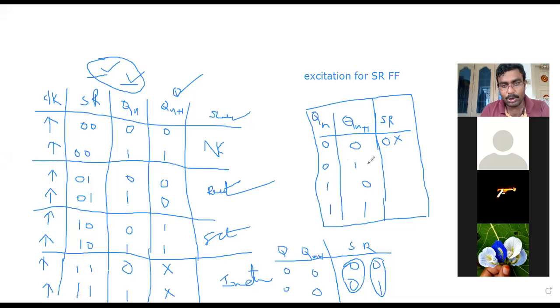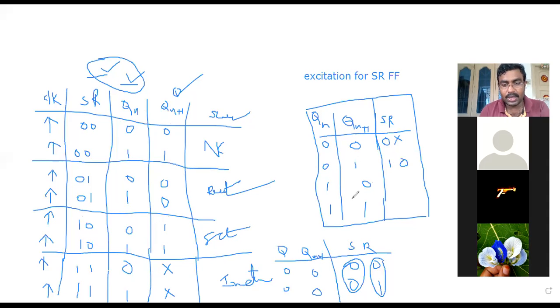Looking at the truth table, how many combinations do you have with present state 0, next state 1? Present state should be 0, next state 1. Look at the present state 0, next state 1. One only, sir. Only one combination is available. For that, what is your input combination? 1 0, sir. Yeah, directly take 1 0 under S and R.